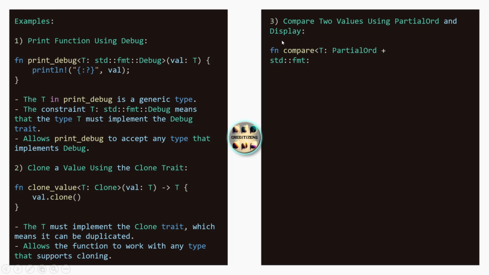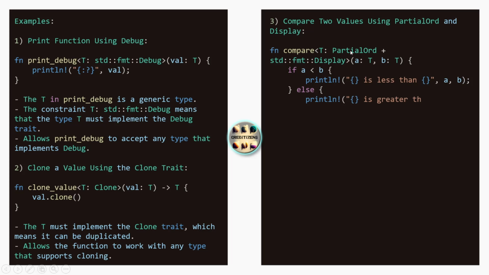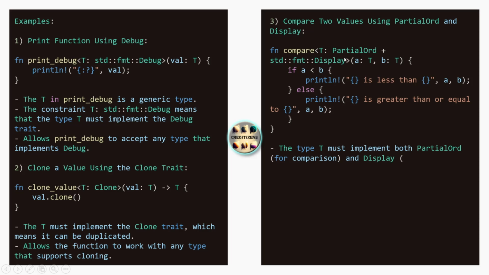And after here, we're just going to see a third example: compare two values using PartialOrd and Display. So here we create a function with this type, PartialOrd, but this type also has to implement Display, using the plus. So here there are two constraints on this type. It has to implement both to be able to pass through this function.